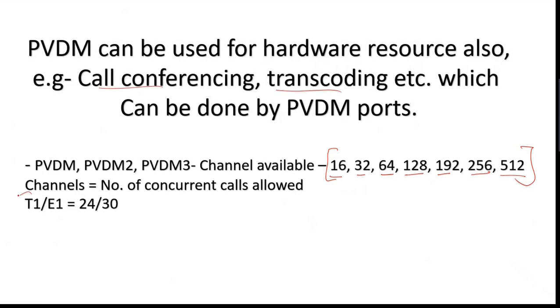If we see based on the T1/E1 connection, with a T1 connection, the number of concurrent calls allowed, or channels, is 24, whereas in E1 the number of channels and concurrent calls allowed is 30. So if we have a limitation of only 24 for T1 and 30 for E1, then what is the use of using PVDMs with more than 30 or 32 channels? That is for call conferencing, transcoding, and other purposes. We can reserve them.